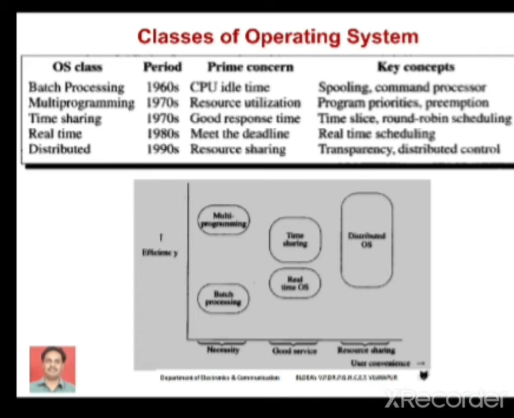Okay, students, we are moving to the next topic called classes of operating system. Students, we have a large number of operating systems, and they have evolved over a period of time. In general, if you consider the history of operating systems, these can be divided into 5 different classes. They are batch processing, multi-programming, time sharing, real time, and distributed operating system.